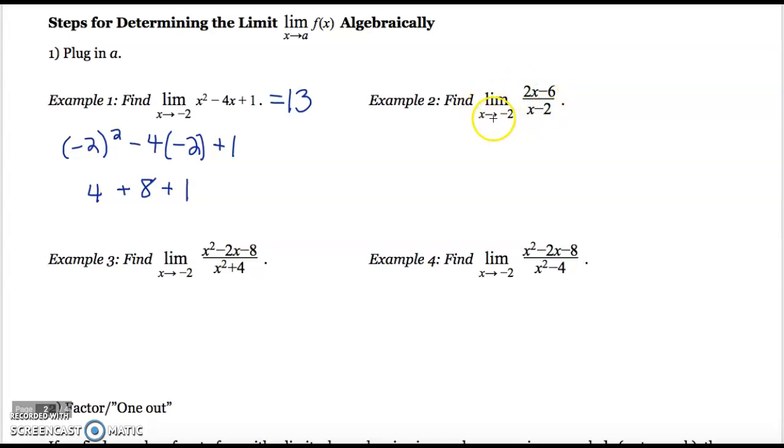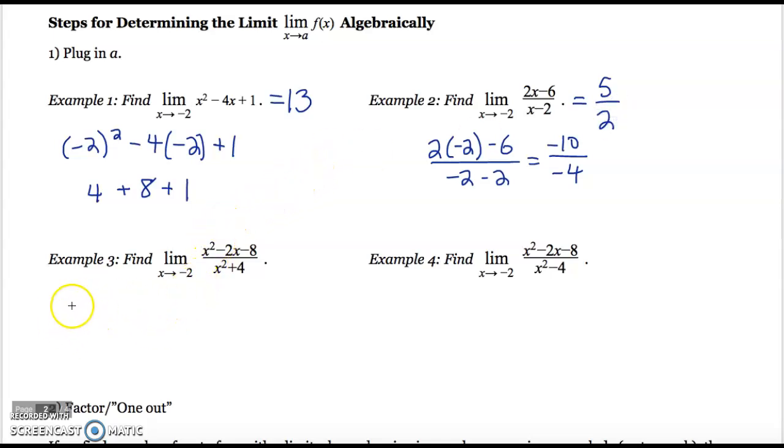Same thing we can do here, so I'm going to go ahead and just plug in -2 everywhere there is an x value up there. So 2 times -2 minus 6 over -2 minus 2. So I end up with -4 minus 6, which is -10. And then -2 minus 2 is -4. Negatives cancel, and 10 over 4 in fact reduces to 5/2. So that's the limit of that rational function.